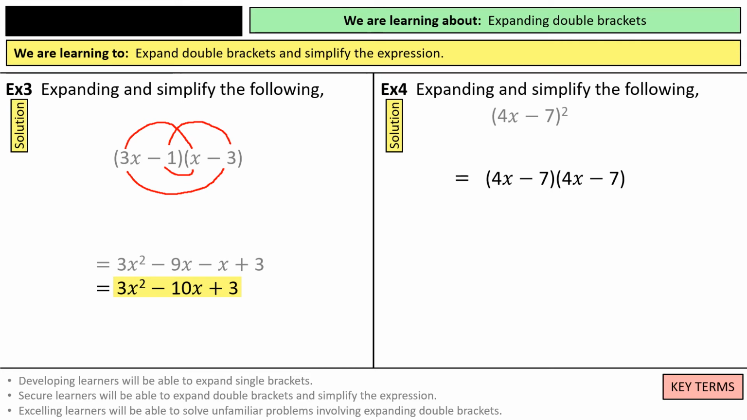Again, let's follow our method. 4x times 4x are firsts. 4 times 4 is 16, and x times x is x squared.